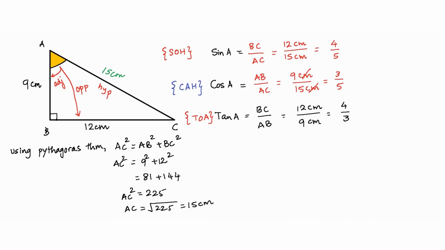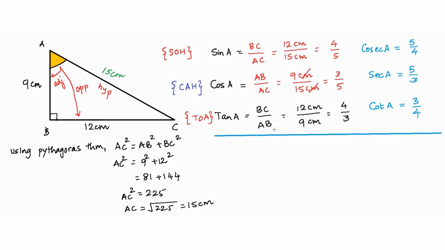Now finding the reciprocals is going to be very easy. Sine A is 4/5. Reciprocal of sine is cosec A. So cosec A is going to be 5/4. Cos A is 3/5. Reciprocal of cos is sec. So sec A is going to be 5/3. I am simply finding the reciprocal of the ratio. Tan A is 4/3. The reciprocal of tan is cot. So cot A is given by 3/4. These are the 6 trigonometric ratios for angle A.